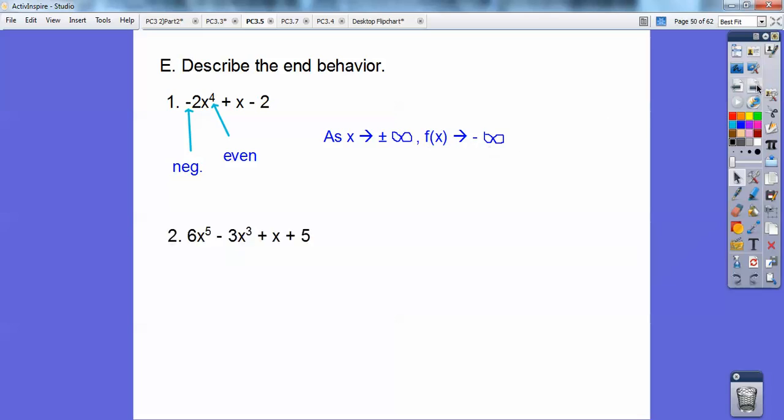Okay, how about this one? F of x equals 6x to the fifth minus 3x cubed plus x plus 5. All I'm concerned with is that it's odd and positive, so it's going to be going up like this. So as x goes to negative infinity, f of x goes down to negative infinity. As x goes to positive infinity, f of x also goes to positive infinity.